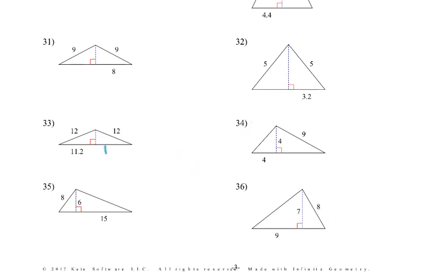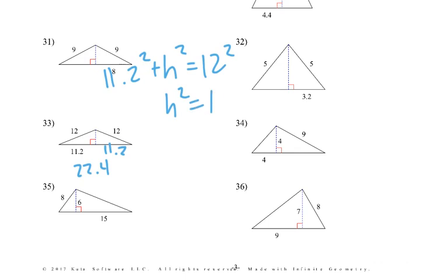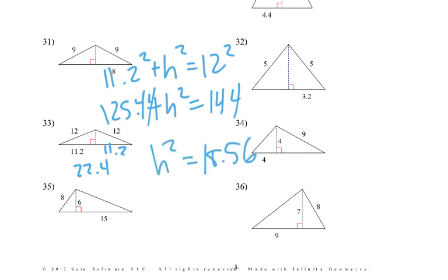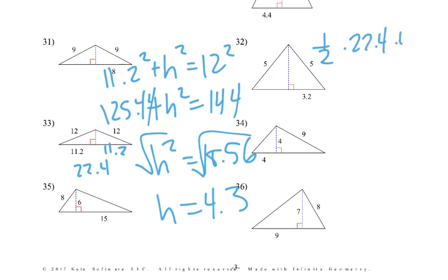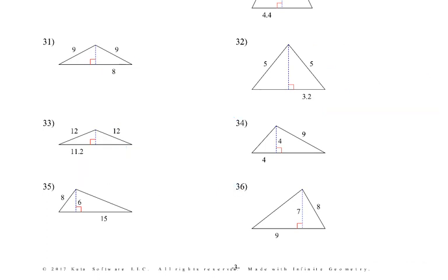Okay, now 33, 11.2, so 22.4. So 11.2 squared plus h squared would equal 12 squared. So h squared equals 144 minus whatever 11.2 squared is. That's 125.44. We subtract by that from both sides, giving us 18.56. Take the square root of it, and we get our height of 4.3. So 1/2 times 22.4 times 4.3 gives us an area of 48.16 square units.